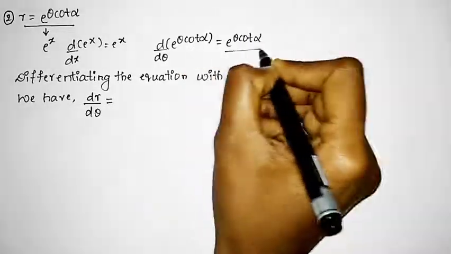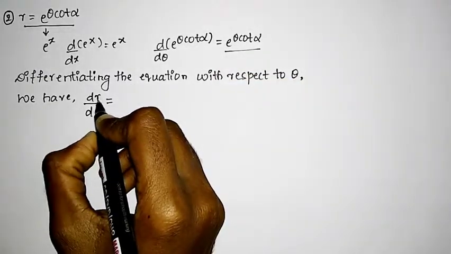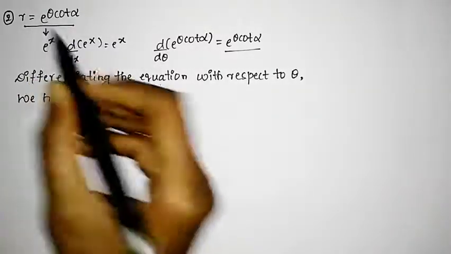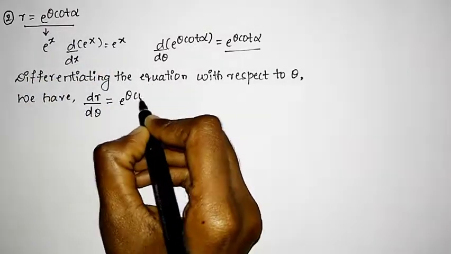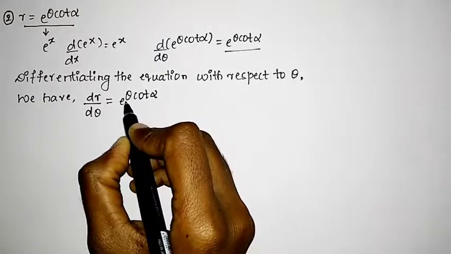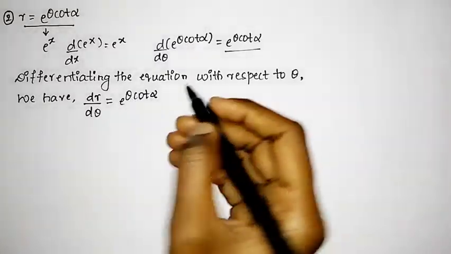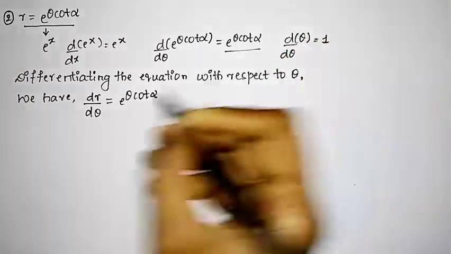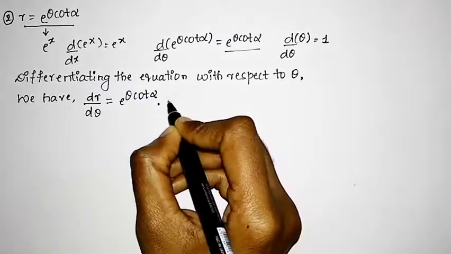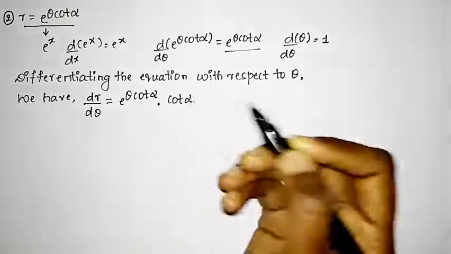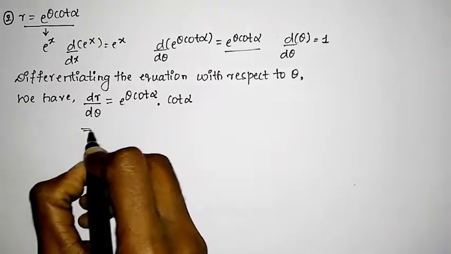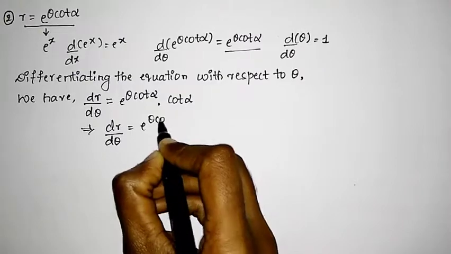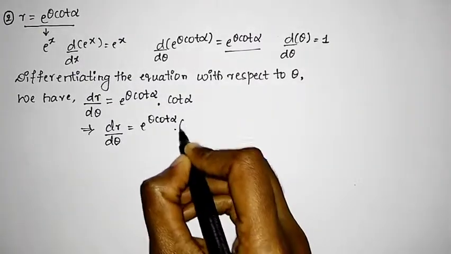So differentiation with respect to theta means dr upon d theta is equal to the differentiation of e raised to theta, which is e raised to theta into cot alpha. Then the differentiation of theta with respect to theta is nothing but 1. So 1 into cot alpha is just cot alpha. Therefore we have dr by d theta is equal to e raised to theta into cot alpha into cot alpha.